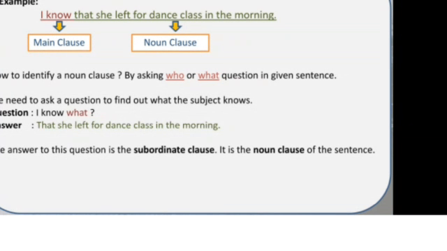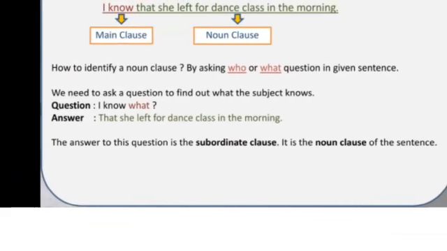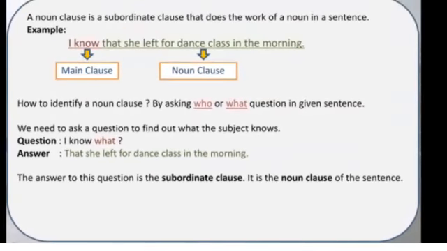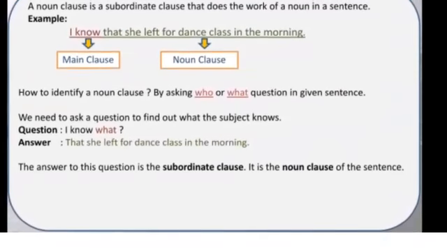How to identify a noun clause? If we don't know whether it is a noun clause, an adverb clause, an adjective clause or whatever, we need an identification. The identification is easy by asking a who or what question in a given sentence. If you are given a sentence, make a question for this sentence. For example, we need to ask a question to find out what the subject knows. Your example is: I know that she left for dance class in the morning.